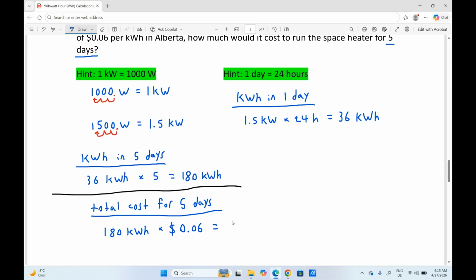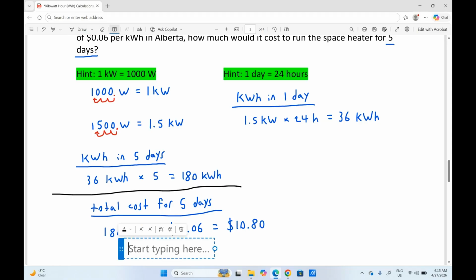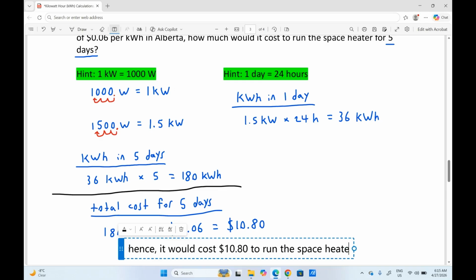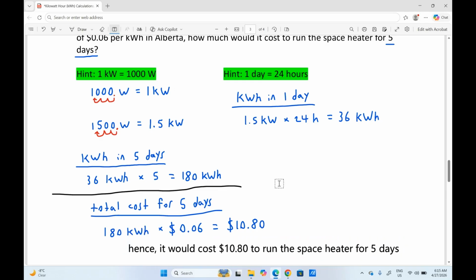Upon multiplying this together, I'm going to get $10.80. So if I were to type this out, hence, it would cost $10.80 to run the space heater for 5 days.